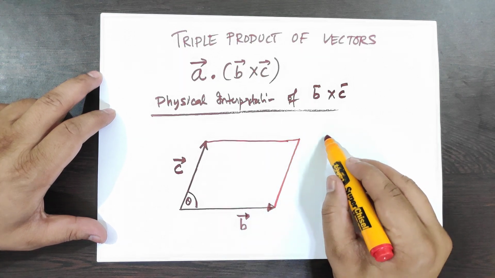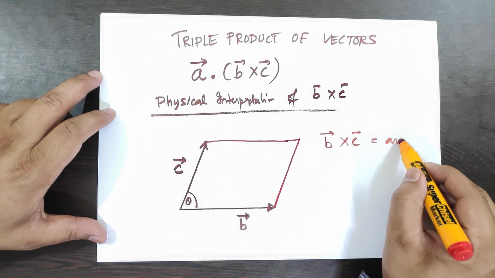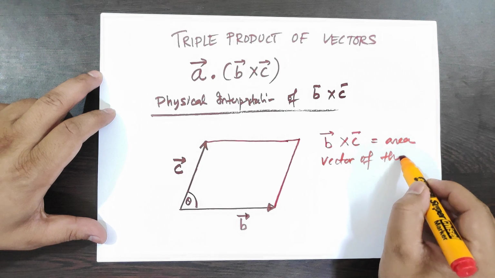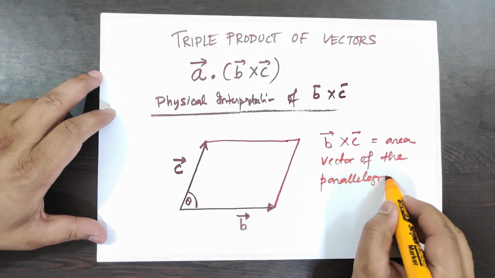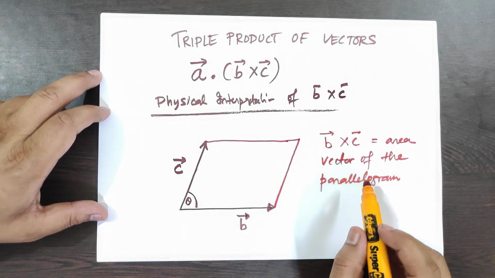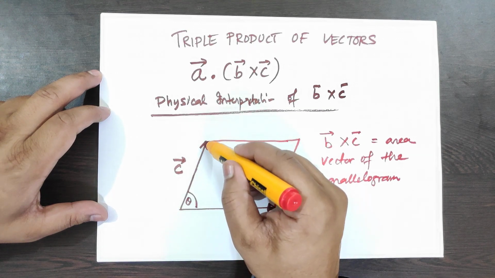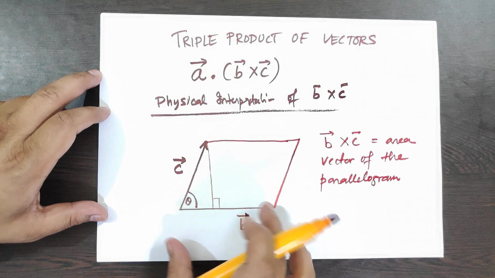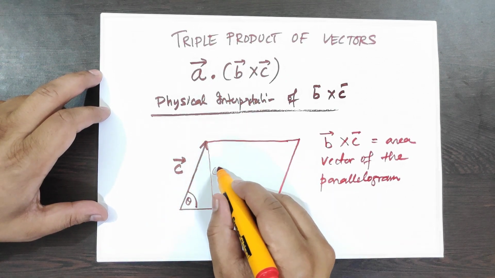B cross C represents the area vector of the parallelogram. So area vector means, you know, this B cross C is B into C sine theta, obviously. So area of the parallelogram is product of the side multiplied by the height. So that's C sine theta.